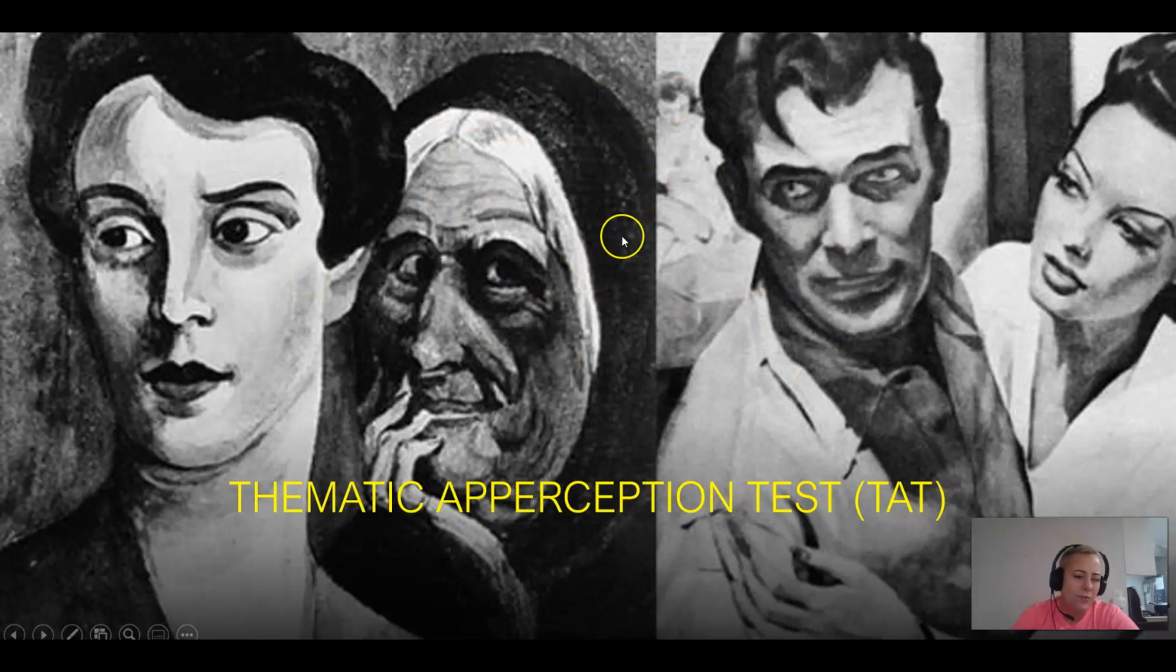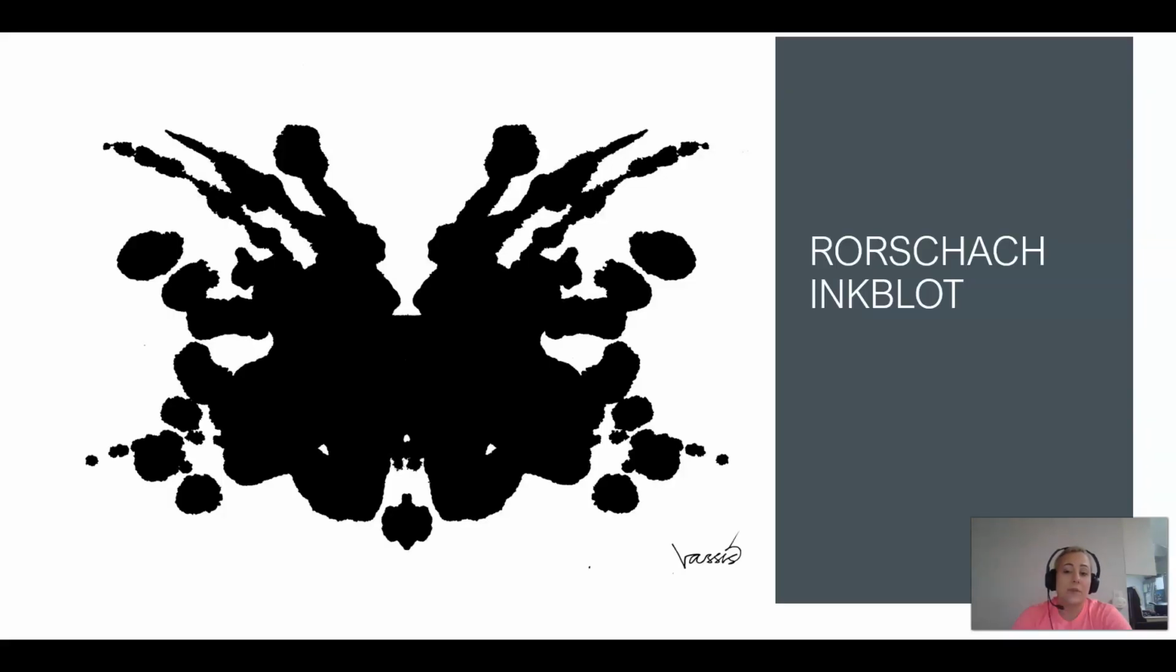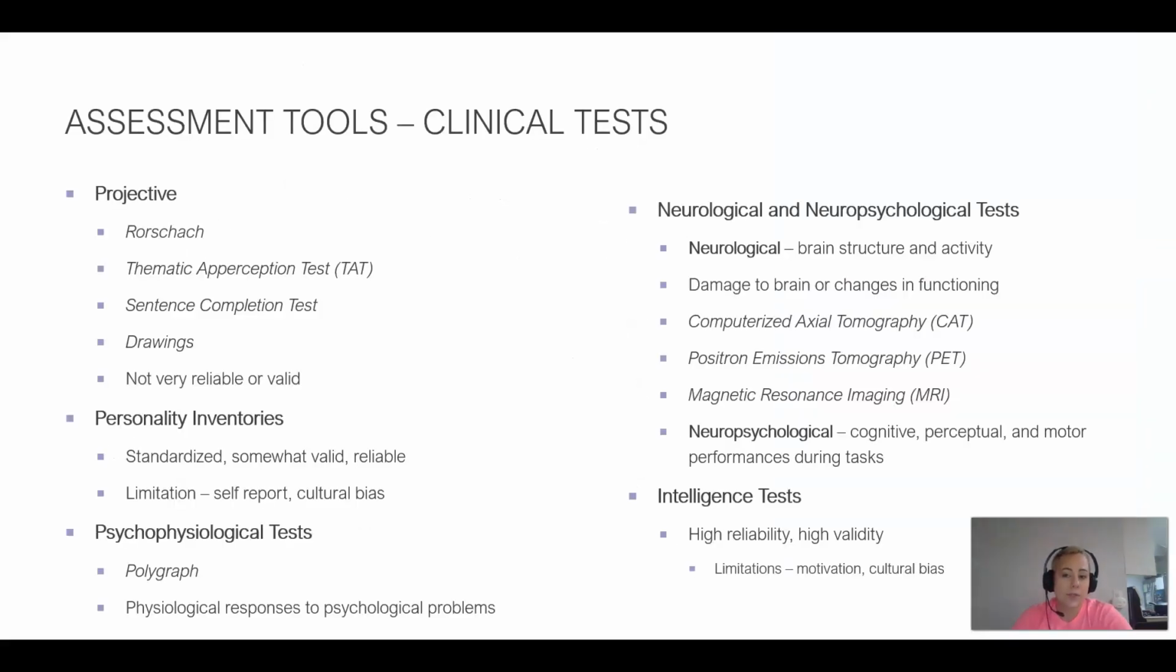So you see these are kind of creepy images. But the therapist will give the client a type of image that's kind of vague and ask the client to tell a story about that image. And the idea is that there will be a theme within that story that the therapist can analyze. Those are different examples of projective tests.